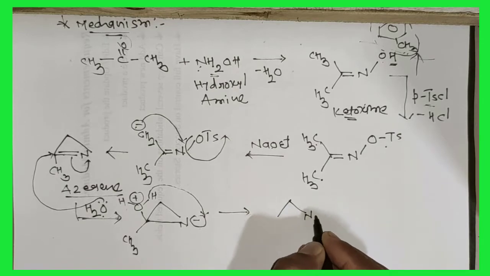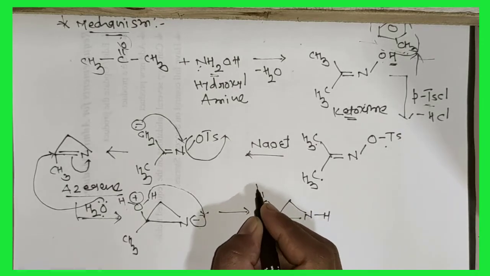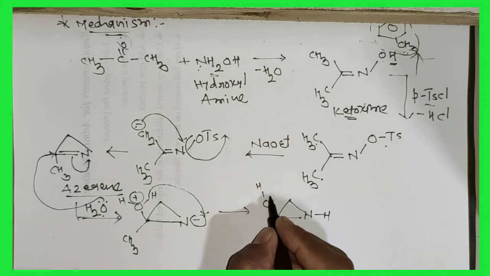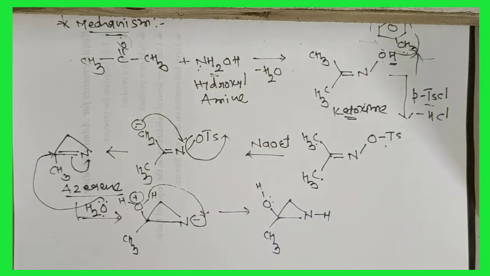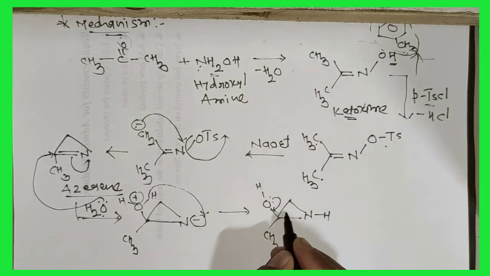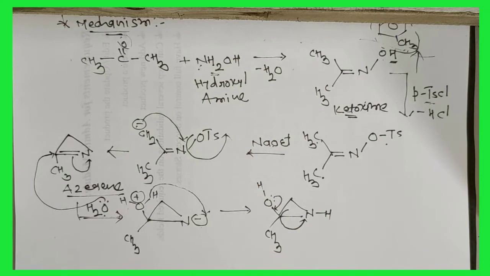So here N is converted to NH, here OH, and here CH3. Right? Okay, now this lone pair of oxygen participates in the bonding. That means here nitrogen attracts the bonding pair towards itself.